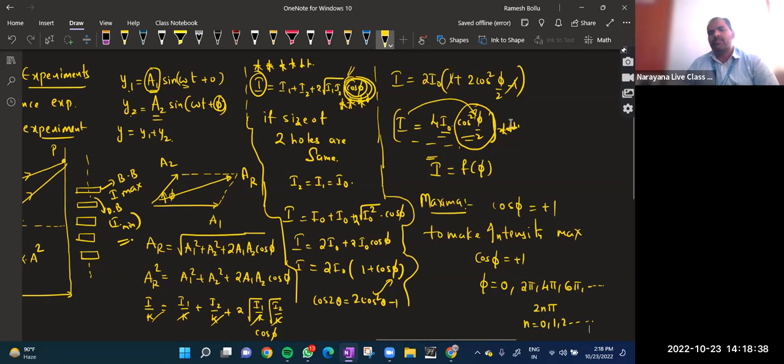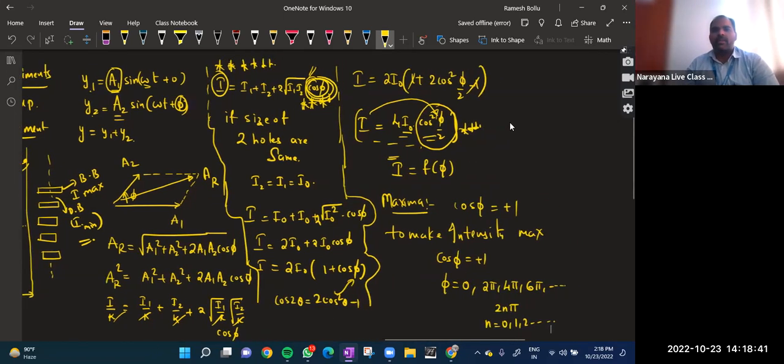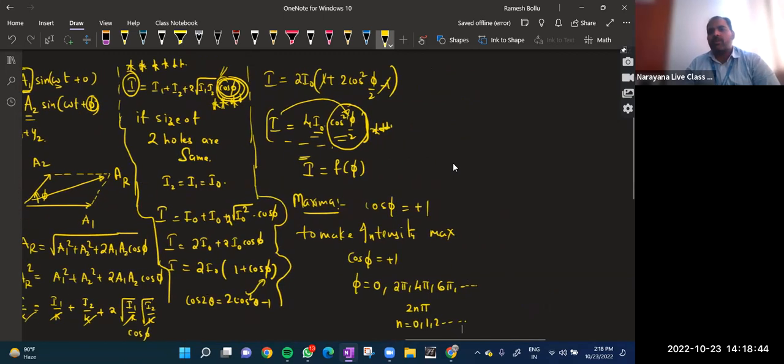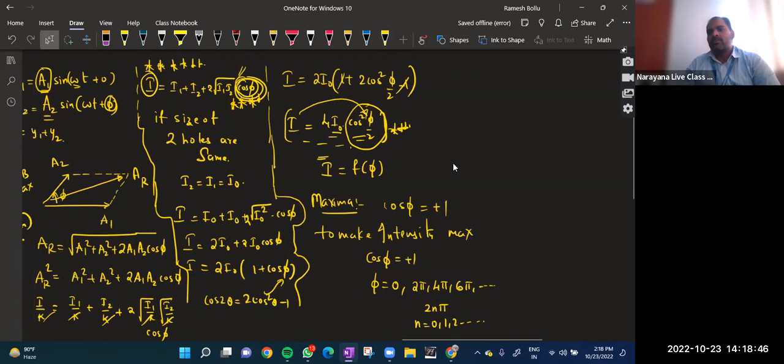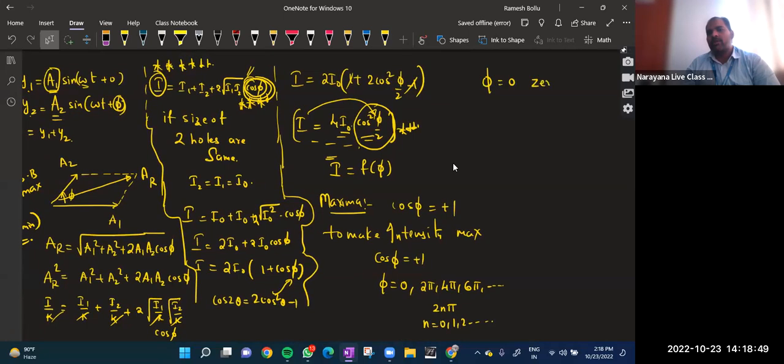Now I can generalize. If the phase difference is 0, that is called the 0th maxima. What is the name of the maxima? 0th maxima, or it is also called the central maxima. If phi equals 2 pi, what is it? First maxima.